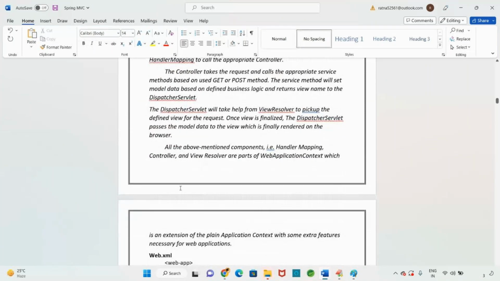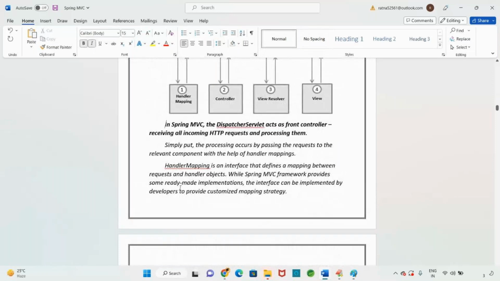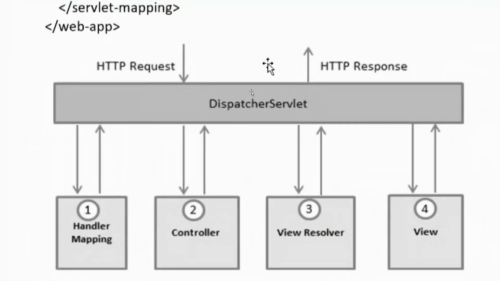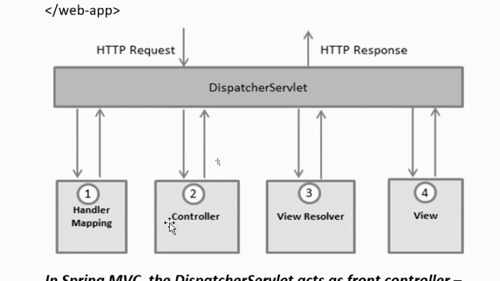The theory is here. I will share this data, and you can check it. Read this point here. This is a high level diagram, a sequence diagram. The HTTP request goes to the dispatcher servlet. First is the handler mapping. Based on the handler mapping, the dispatcher, which is the front controller, takes the request. We have multiple controllers, and the handler mapping will identify the particular controller.